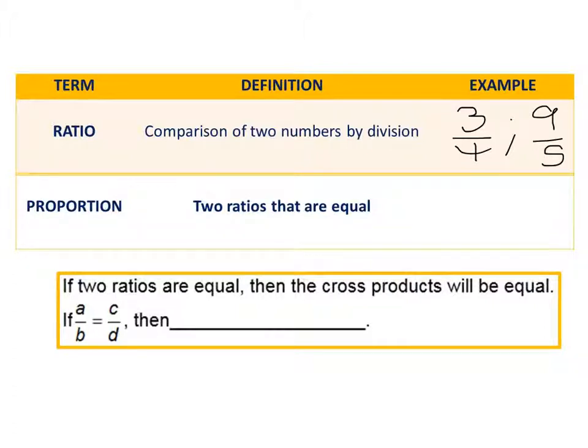A proportion is two ratios that are made to be equal. So if you have 3/4, something that's equal to that would be 6/8. So that would be a proportion.